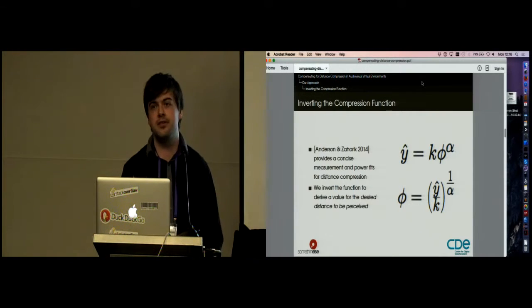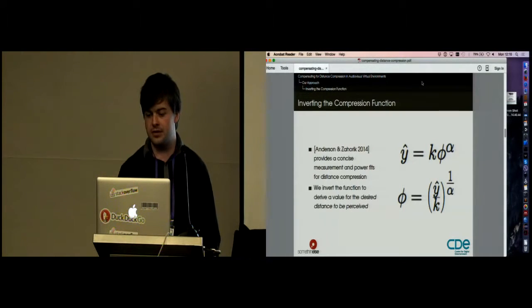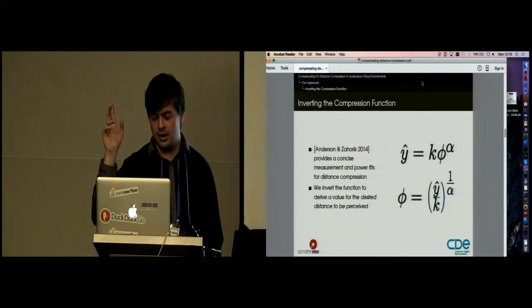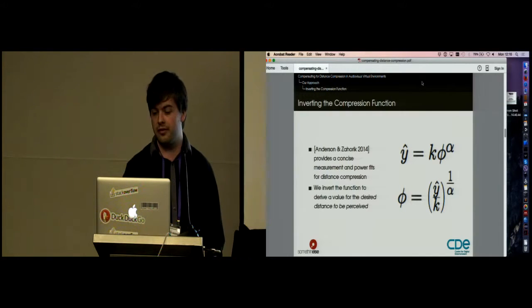So what we did was, if this equation here dictates what you perceive, phi here in the center is the position of the object. The constant alpha is a power factor. The y hat is what you perceive. So if phi is the actual position of the object, y hat is the position you perceived.